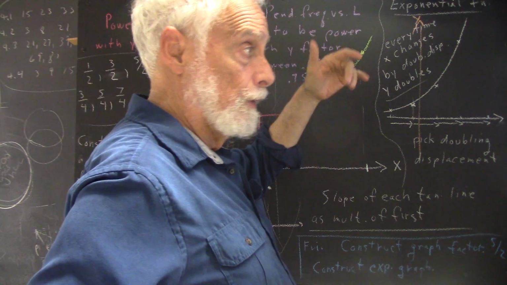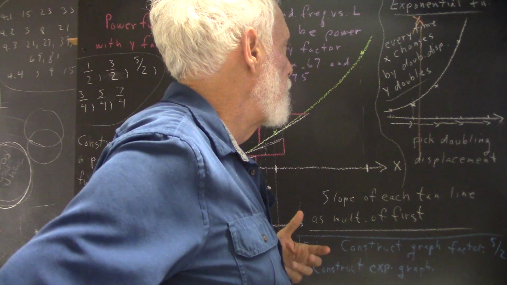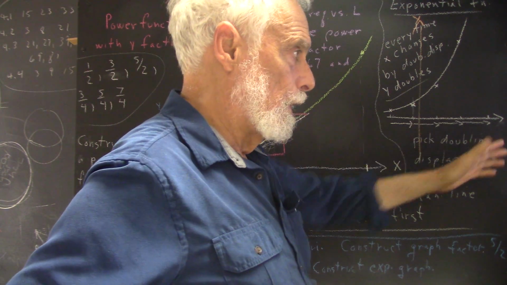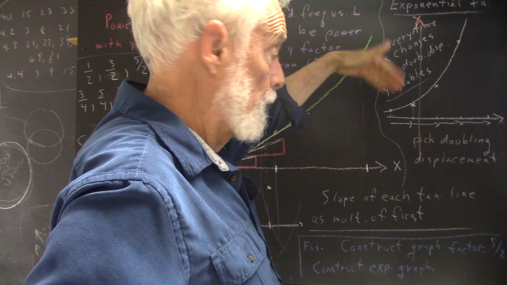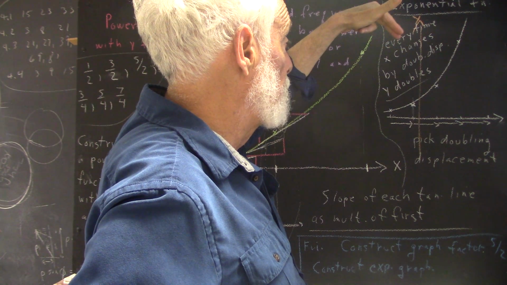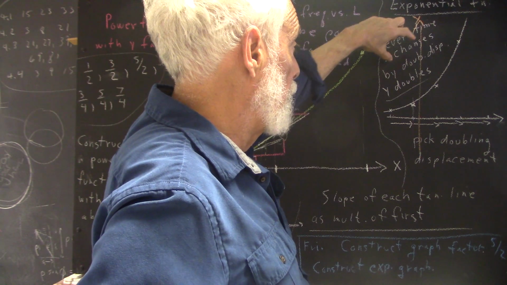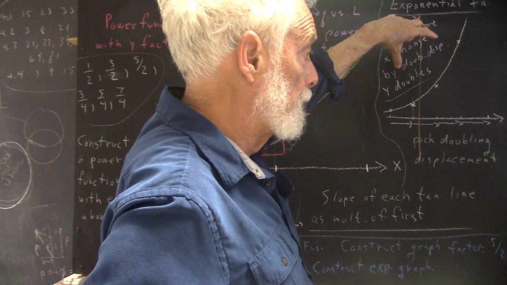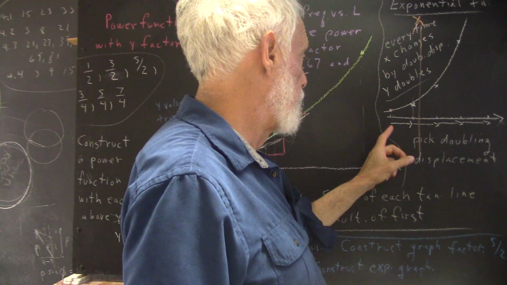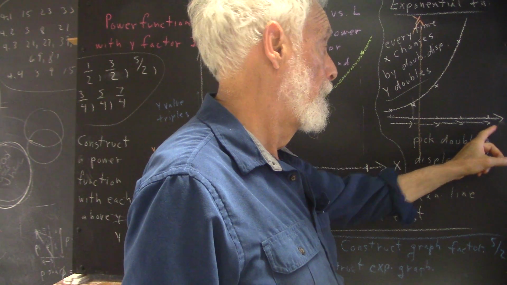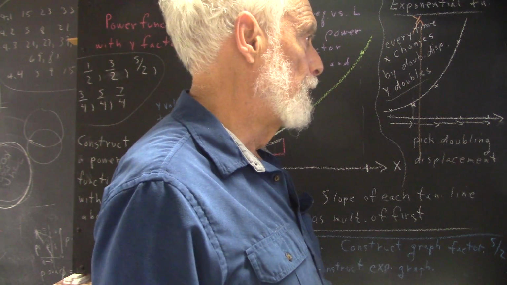In this case, it's going to turn out it's the y values that are doubling, and the x values don't double. The definition that I start with here: every time x changes by a doubling displacement, y doubles. Now, a doubling displacement is just some constant change in the value of x. And I indicate a doubling displacement by an arrow. So I've got 4 arrows here representing 4 doubling displacements.